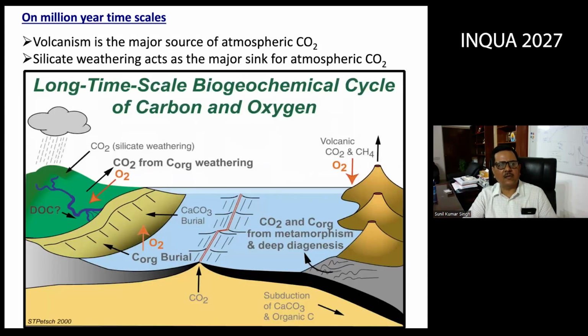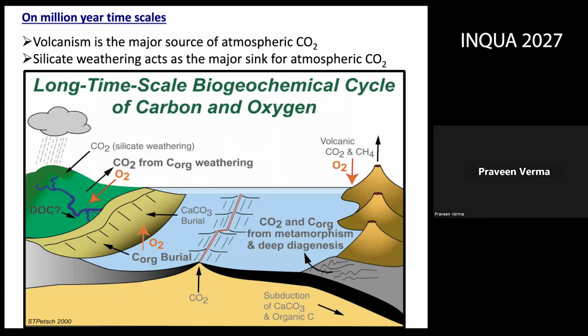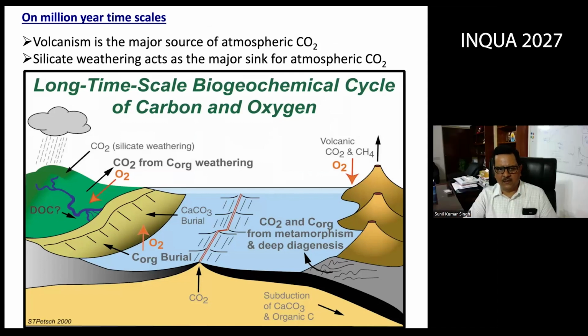On the billion year time scale, CO2 comes to the atmosphere through the degassing of the Earth, interacts with rocks causing erosion, goes back to the ocean, and then goes back again into the interior of the Earth. So this whole cycle of CO2, which controls our temperature, is controlled on the billion year time scale.